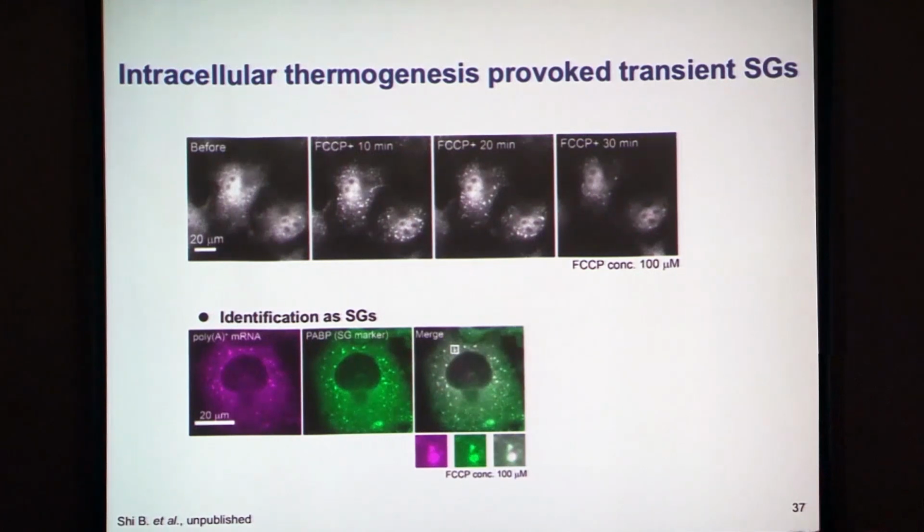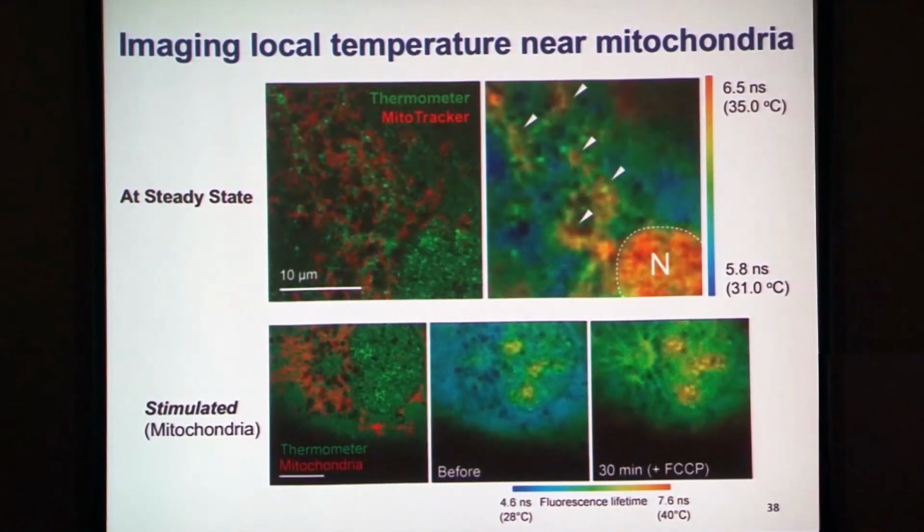And again, back to our stress granule formation, we applied FCCP, and the temperature increased along with stress granule formation. Earlier, we tried to image the temperature near mitochondria in a steady state. This indicates the location of the mitochondria, visualized by microscopy. When you look at the temperature distribution near the mitochondria, some areas show higher temperature, but this does not happen with all mitochondria, just very specific mitochondria. We didn't know the reason, we don't know the significance, but very specific areas are warmer.